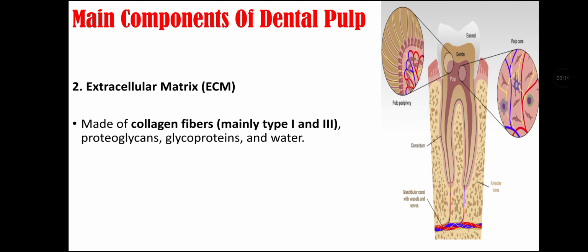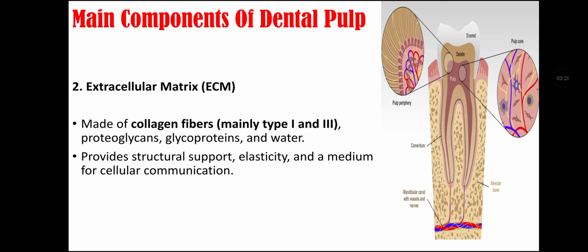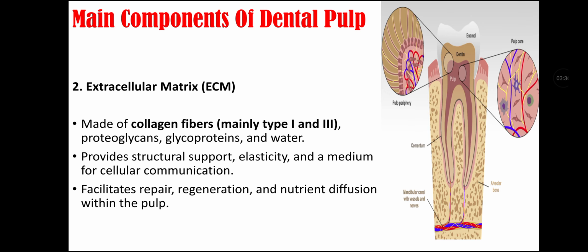Now let's talk about extracellular matrix of dental pulp. This extracellular matrix is made of collagen fibers, mainly type 1 and type 3, and also proteoglycans, glycoproteins, and water. This extracellular matrix provides structural support, elasticity, and a medium for cellular communication. This also facilitates repair, regeneration, and nutrient diffusion within the pulp.